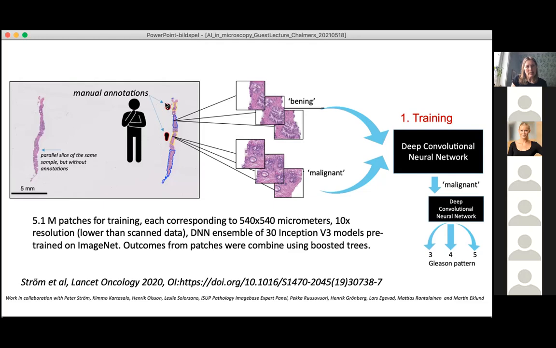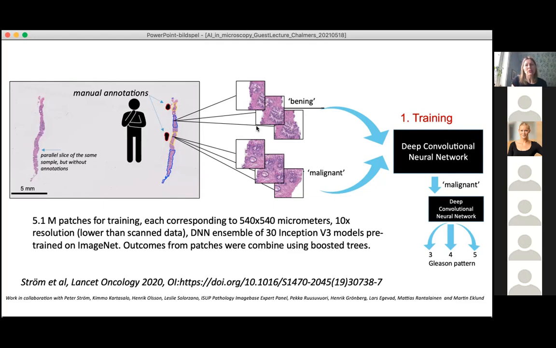The first thing to do was to use more classical approaches to figure out what parts of these biopsies to cut out and call malignant and benign. And then we could digitally transfer the signal, or the pen mark, to the tissue and cut out lots of these little patches. We actually cut out 5.1 million patches that we could use for training.